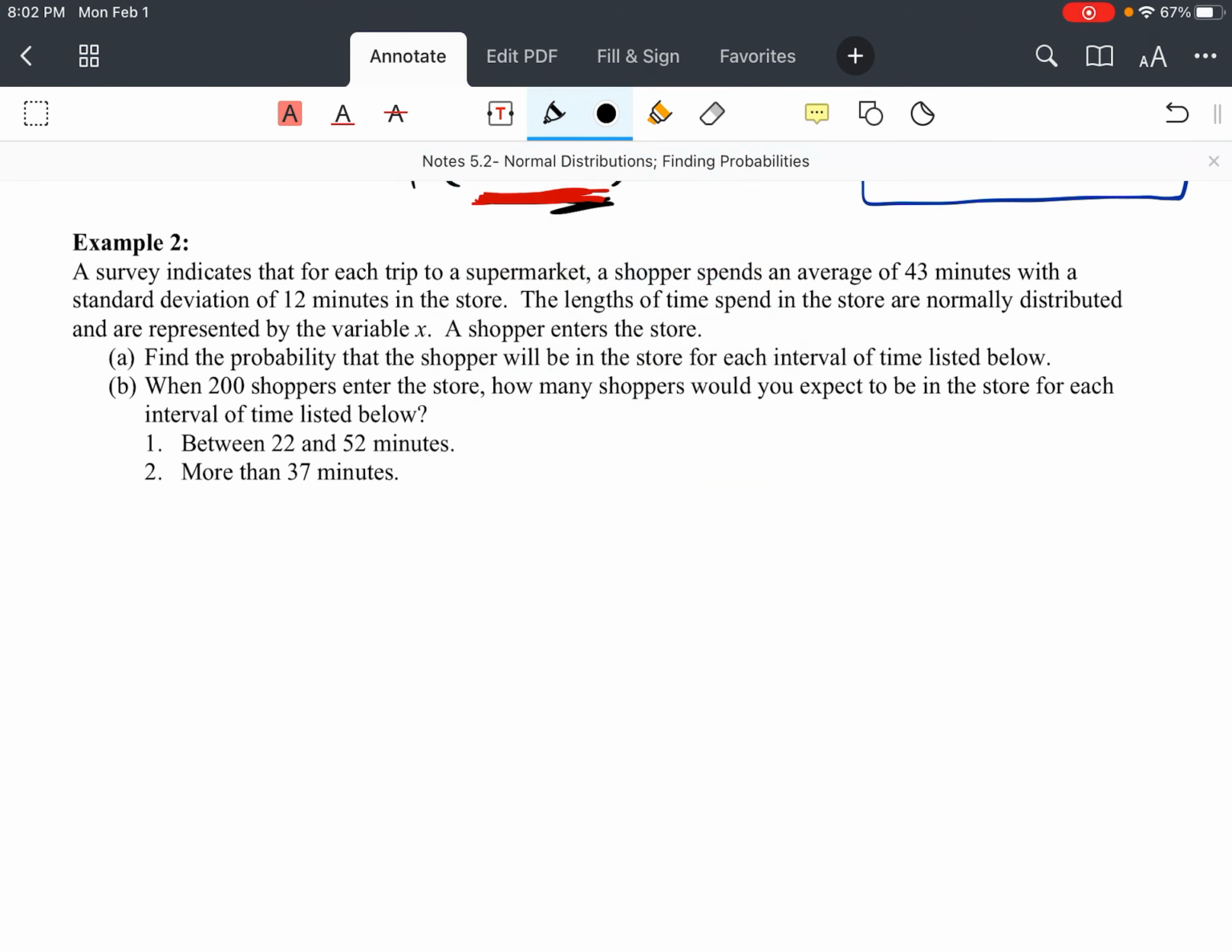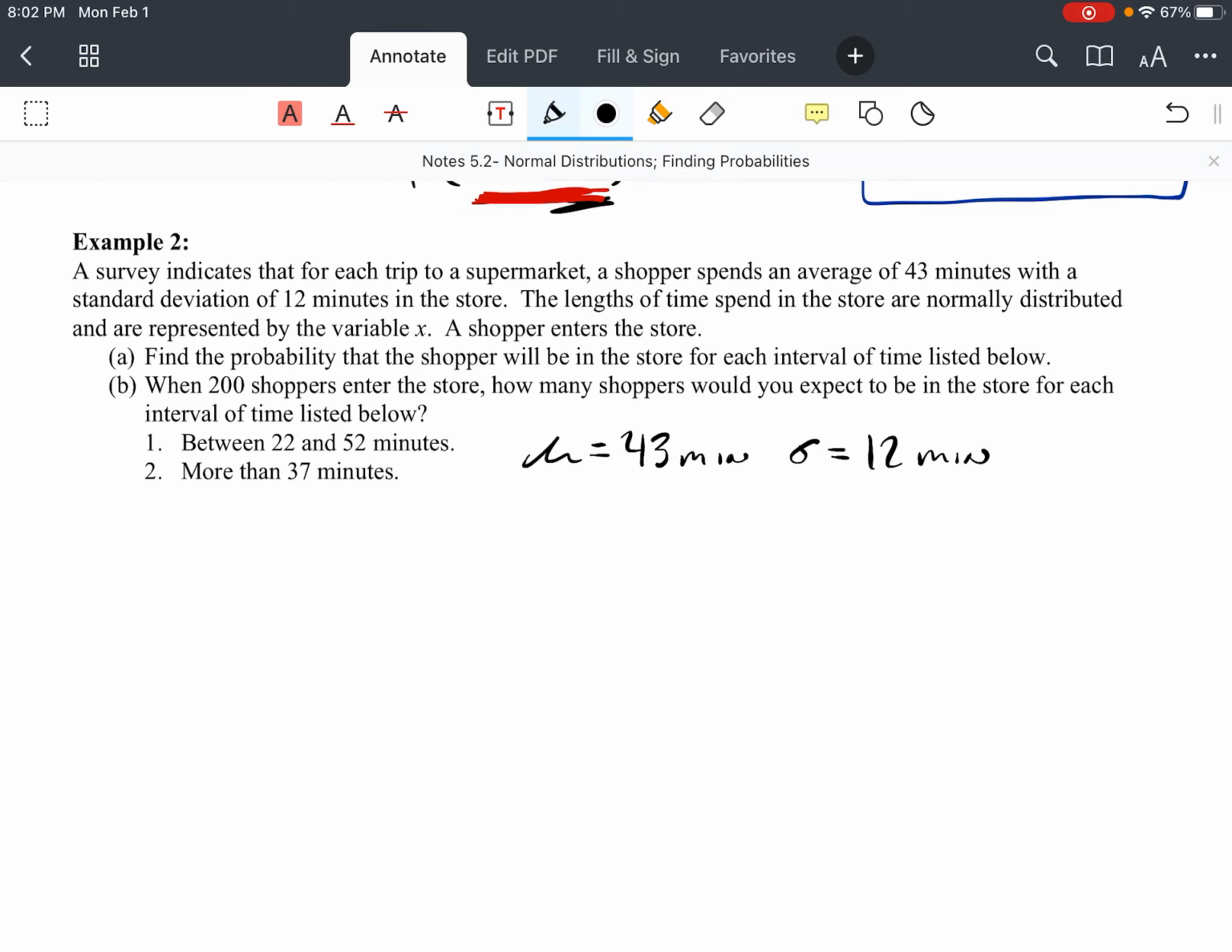All right, so let's take a look at another example. It says that a survey indicates that for each trip to a supermarket, a shopper spends an average of 43 minutes with a standard deviation of 12 minutes in the store. Let's write that information down: we've got a mean of 43 minutes and a standard deviation of 12 minutes. It says the length of time spent in the store is normally distributed and is represented by the variable x. A shopper enters the store.